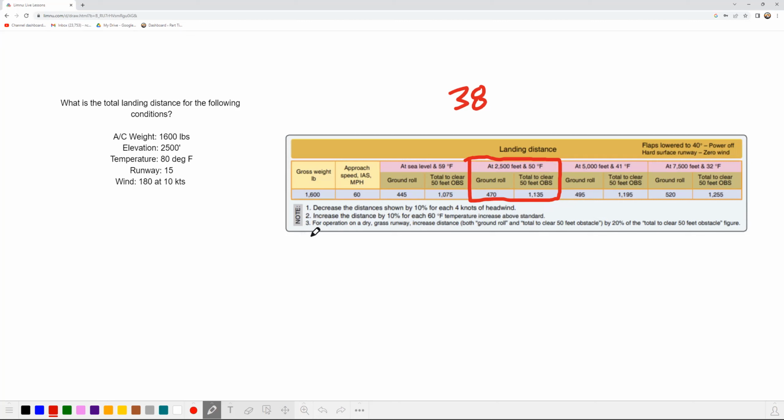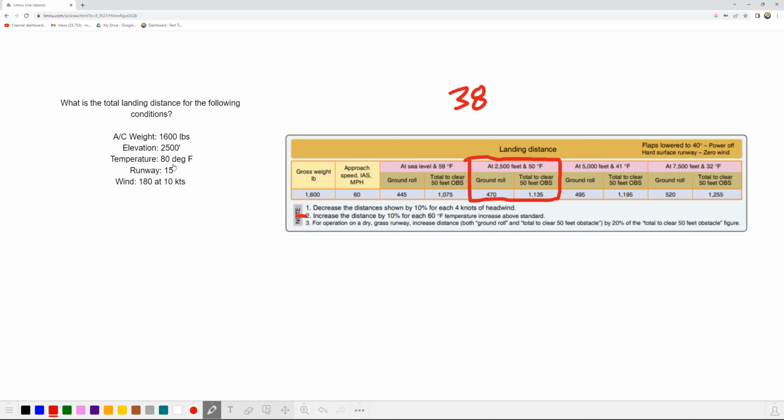But how do we do that? Well, that's where we come down here and we read these notes. It's really important that on all the charts you read these notes when things aren't quite perfect in the table. Like this table says 50, we have 80 degrees. So let's look in the notes and see if it tells us something for this. Note 2 says increase the distance by 10% for each 60 degrees Fahrenheit temperature increase above standard. So that's what I was talking about. The distance is going to increase because of the higher temperature, because of the higher density altitude. The density is lower, so aircraft performance is lower.